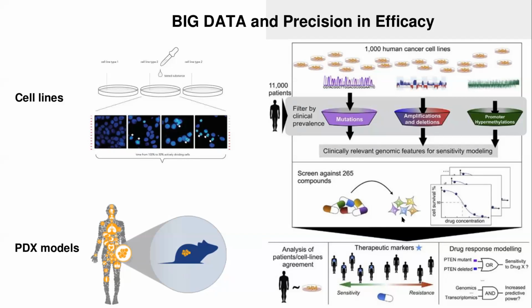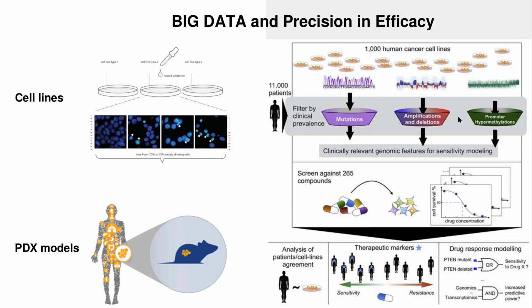So potential responders, and thereby they have identified therapeutic markers. Therapeutic markers are connected to biomarker discovery as well. And as you can see, the drug response modeling. So PTEN is an important gene in the cancer onset and cancer progression. So disease onset and disease progression.